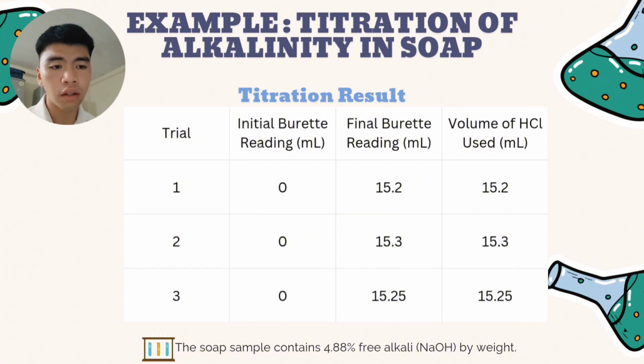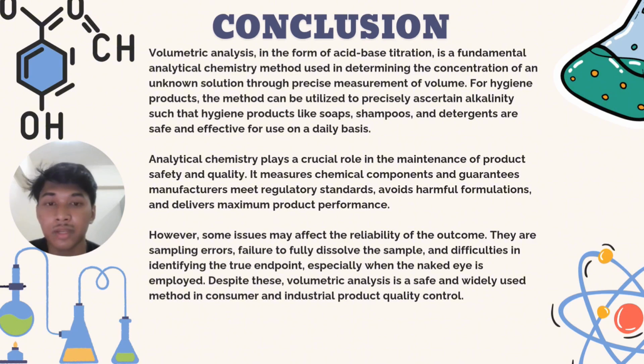So after calculation, we know that the soap sample contains 4.88 free alkali sodium hydroxide by weight. So, before we end the discussion, here is a simple conclusion. Volumetric analysis in the form of acid-base titration is a fundamental analytical chemistry method used in determining the concentration of an unknown solution through precise measurement of volume.